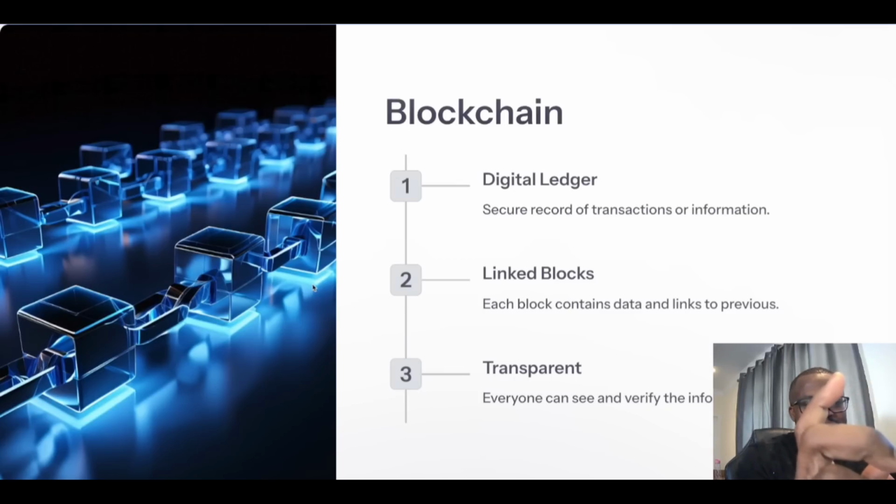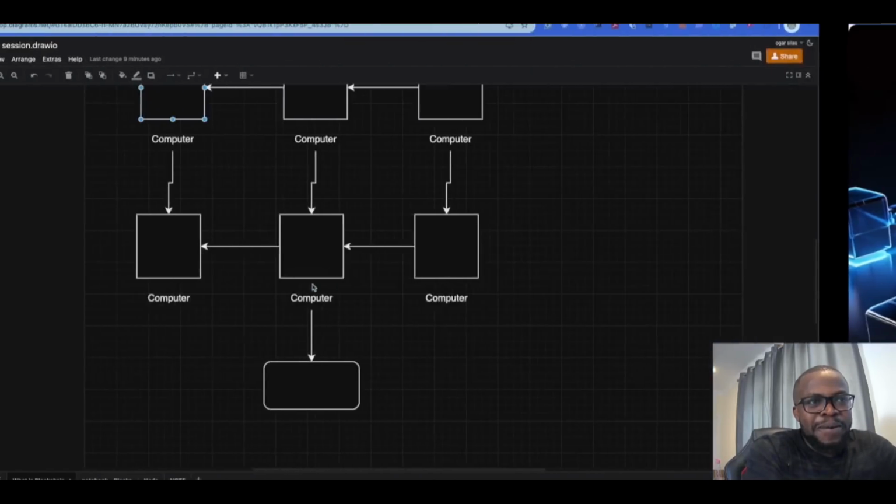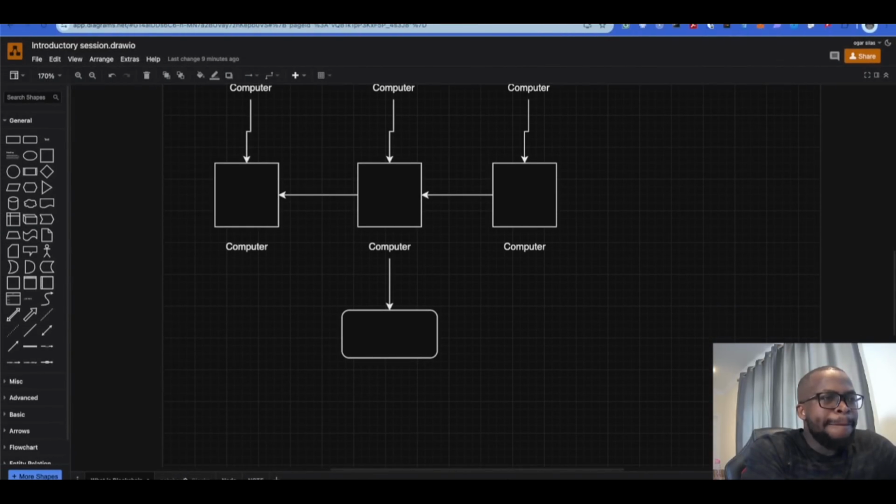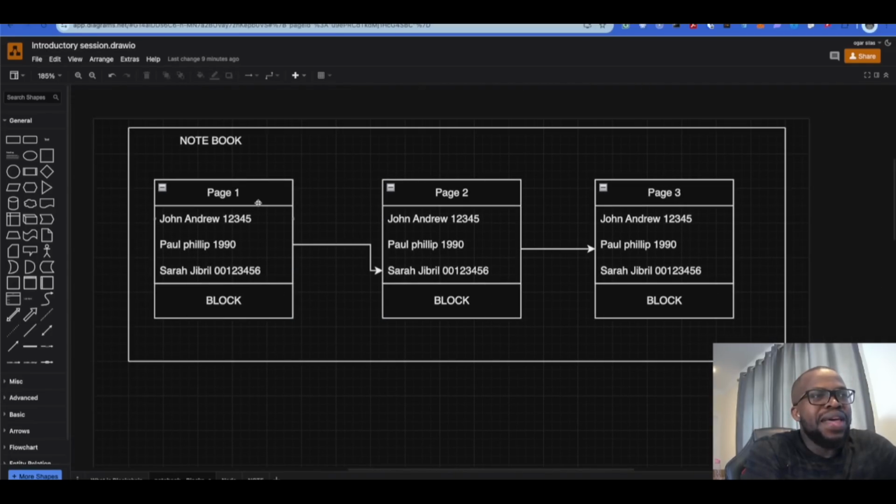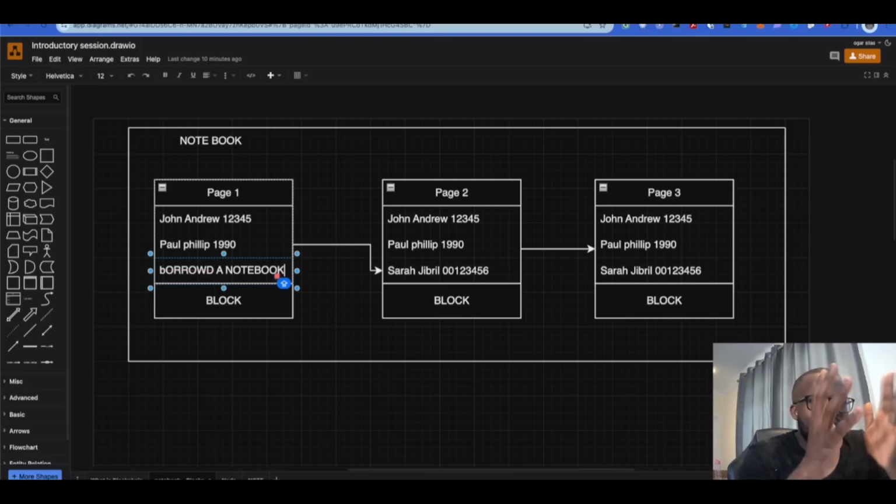So it's a digital notebook, sort of, where lots of people can write things down securely and everyone can trust what's written in it. So let me show you another diagram to illustrate what we're trying to explain. So look at this notebook now. This is like a page. So on this page, you could write John Andrew, Paul Philip, Sarah Jibril. You can write, okay, someone, let's say, borrows a notebook, stuff like that in one page.